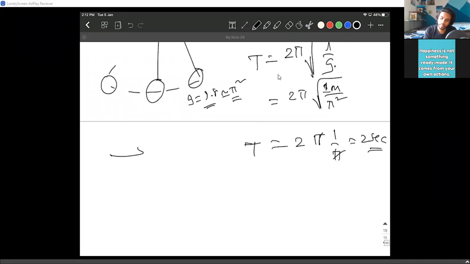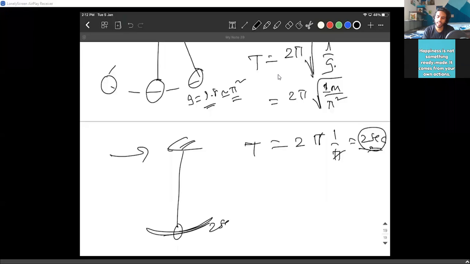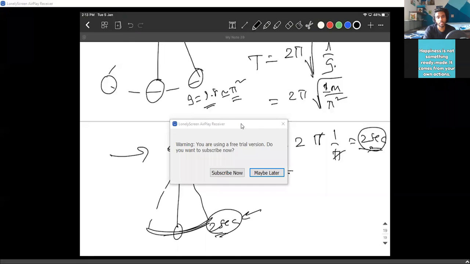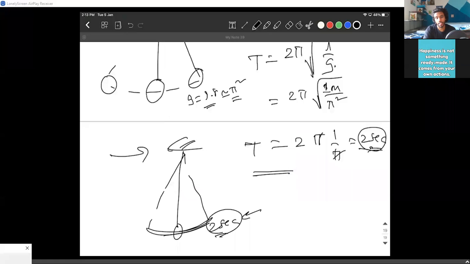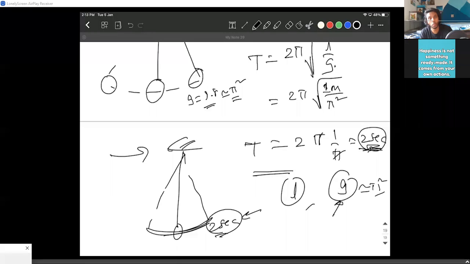And this only happens, that is why you get a time period of 2 seconds. Every time the pendulum completes a full oscillation, it has to complete it in exactly 2 seconds. They take this as a unit of measurement in most cases, but this is not reliable. It only works when the length of the pendulum is so perfect, and the acceleration due to gravity is also equal to π squared. Otherwise, the time period won't be 2 seconds.